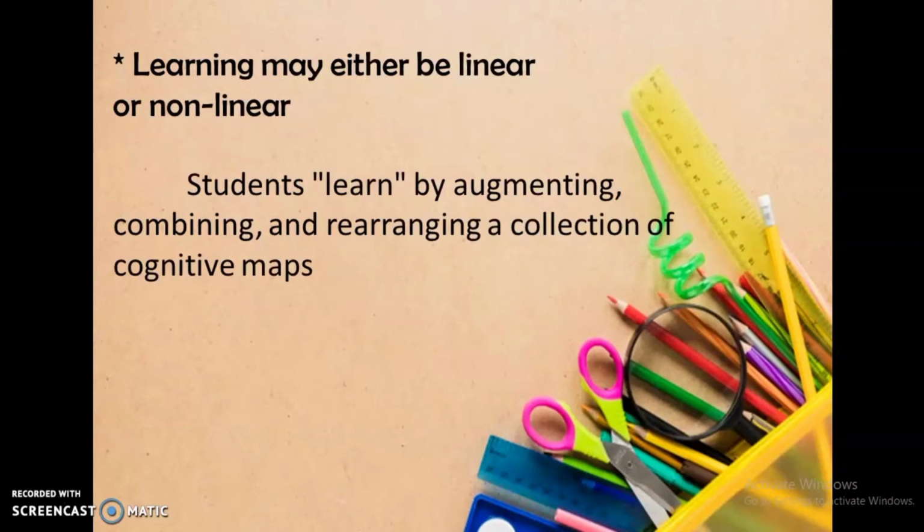Next, learning may be either linear or non-linear. Students learn by augmenting, combining, and rearranging a collection of cognitive maps, many of which overlap or are interconnected through a complex network of associations, which means that we need to regenerate ideas and pedagogy on how we are going to meet the different needs of students.